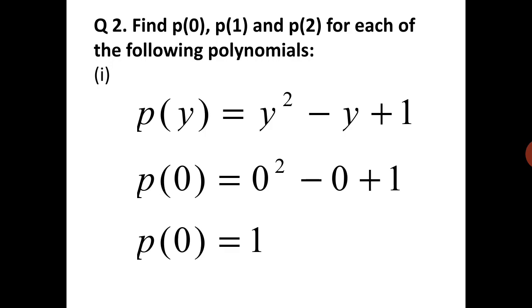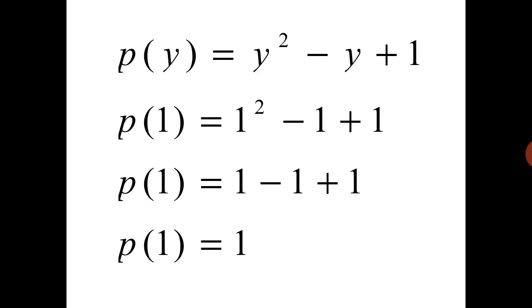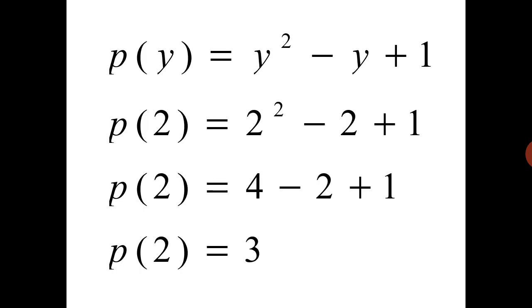Now the next value is P of 1. So when you substitute y as 1, you get P of 1 equal to 1. All these things you can go through and you can solve it on your own also. The next is P of 2. So, wherever it is y, we have written it as 2. So, the second step, right hand side, it becomes 2 square minus 2 plus 1. Solve it mathematically. P of 2, that is the value of the polynomial at 2, is nothing but 3.